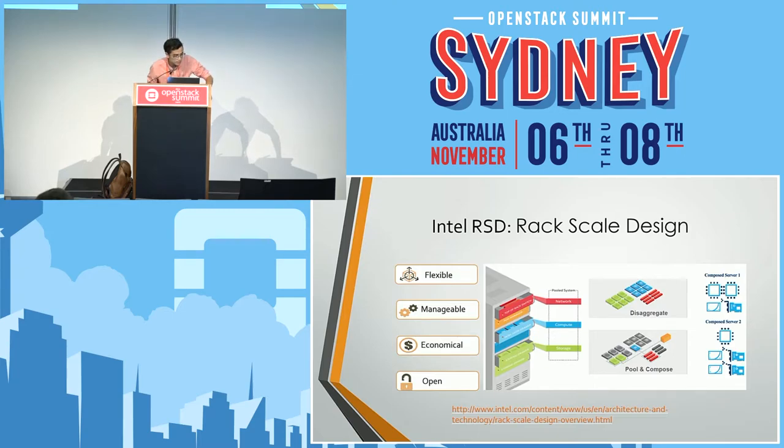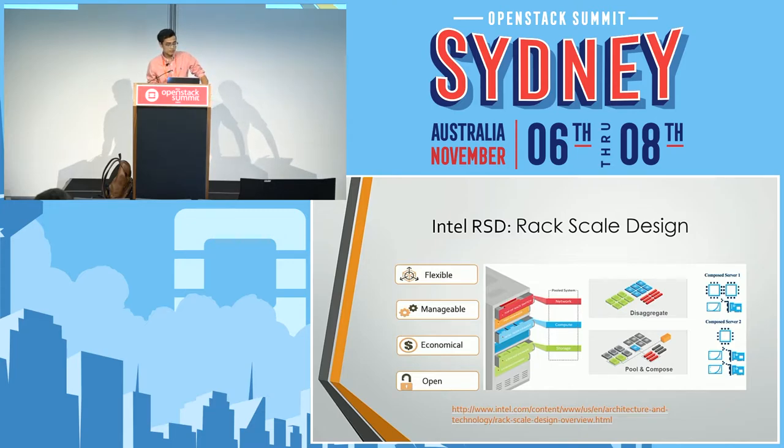There are four critical Intel RSD value propositions: flexible, manageable, economic, and open. Flexible means RSD allows users to quickly configure a customized system to meet diverse workloads by using composable infrastructure, based on, as I mentioned before, the pooled hardware resources.